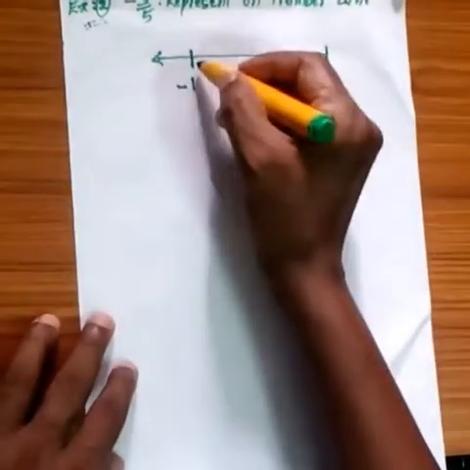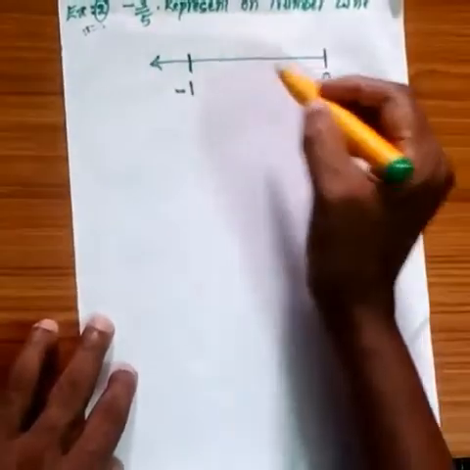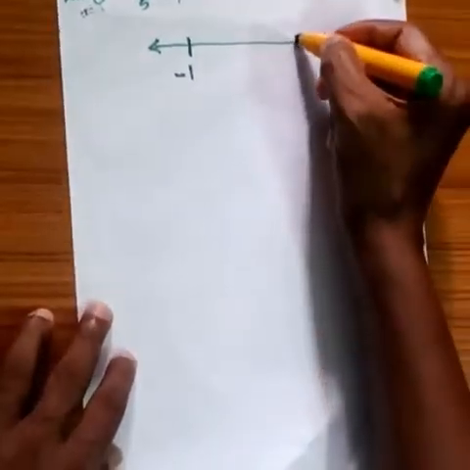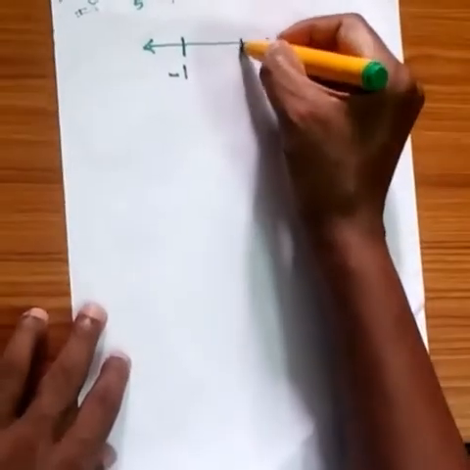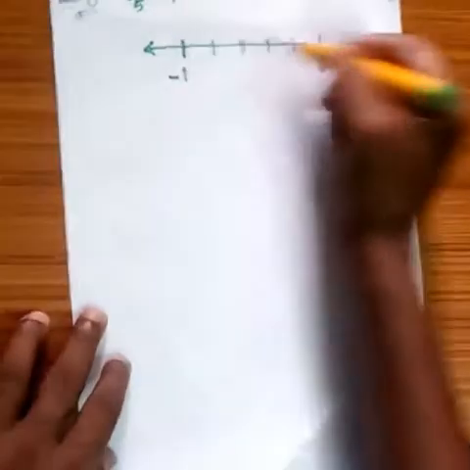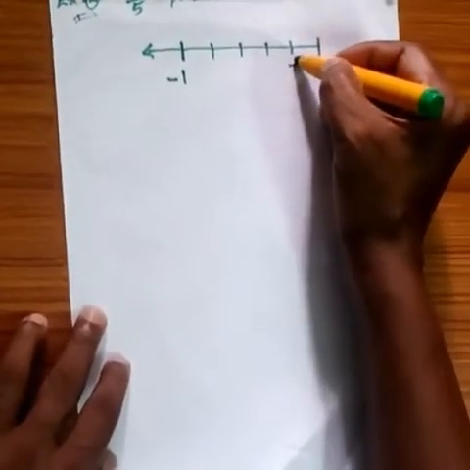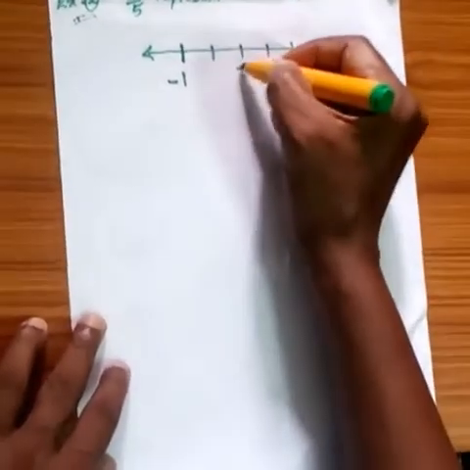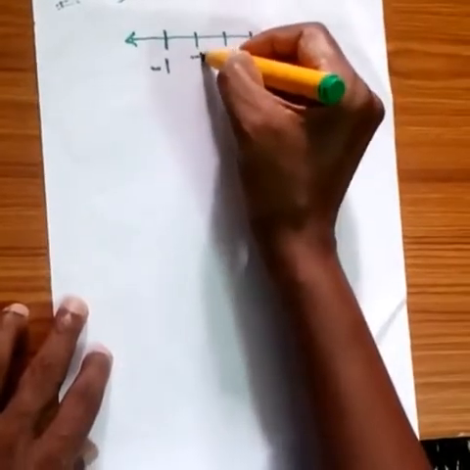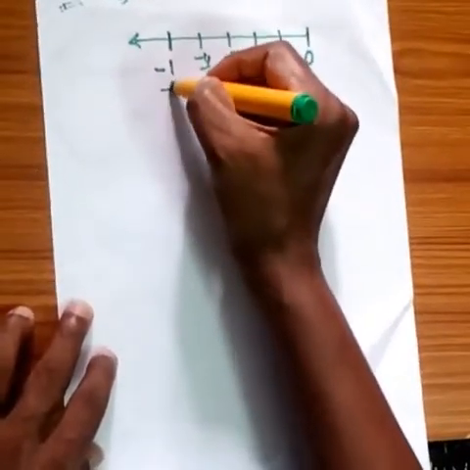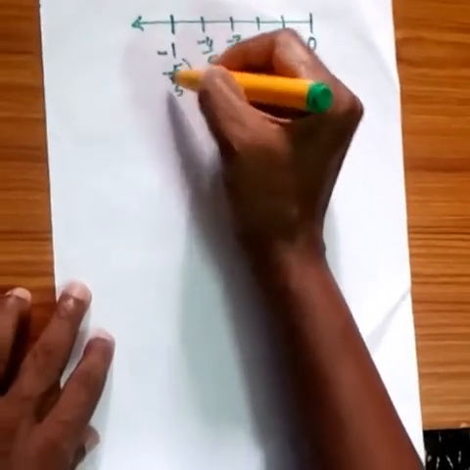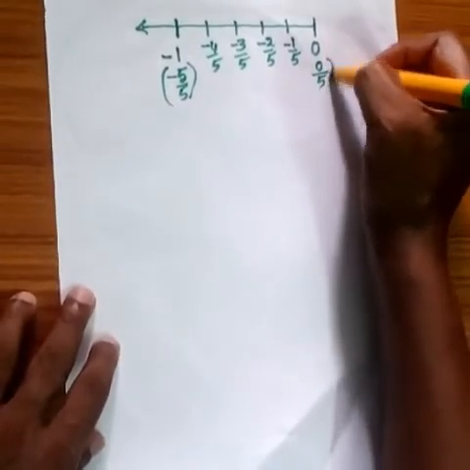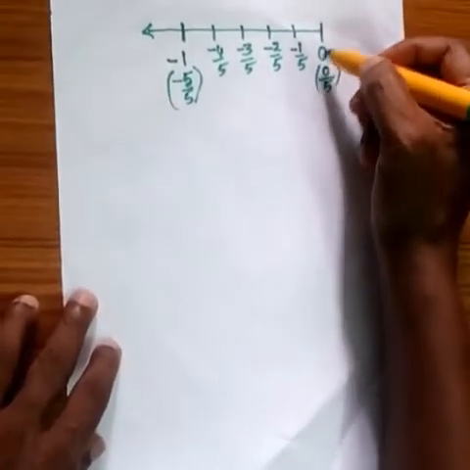So 0 and -1, and in the denominator place of the given rational number there is 5. So we have to make this into 5 equal parts: 1, 2, 3, 4 and 5. Then we write -1/5, -2/5, -3/5, -4/5, and the last one can be written as -5/5, and this can also be written as 0/5, because 0 doesn't have minus or plus symbols.